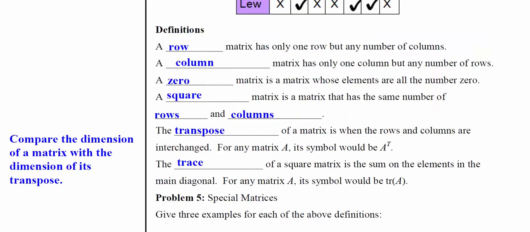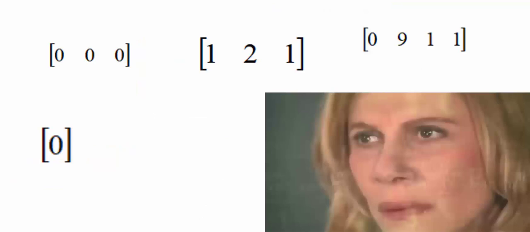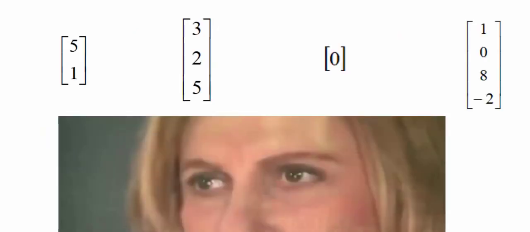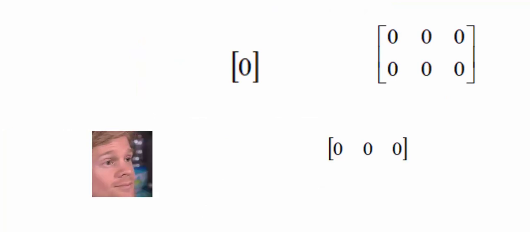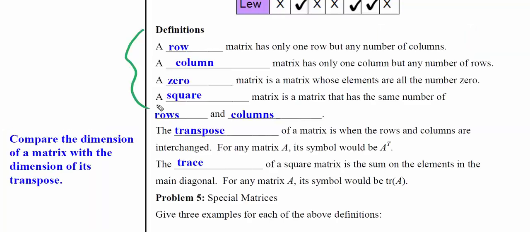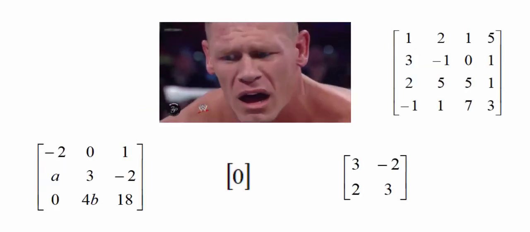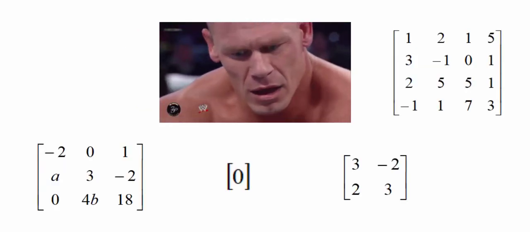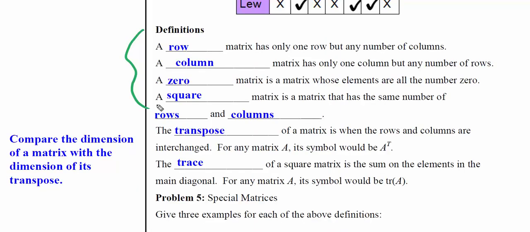So we have some different types of matrices here. In particular, we have 4 that we're going to focus on. A row matrix has only 1 row but any number of columns. A column matrix has only 1 column but any number of rows. A zero matrix is a matrix whose elements are all the number 0. A square matrix is a matrix that has the same number of rows and columns. Now, if it's not a square matrix, we tend to call them rectangular matrices.